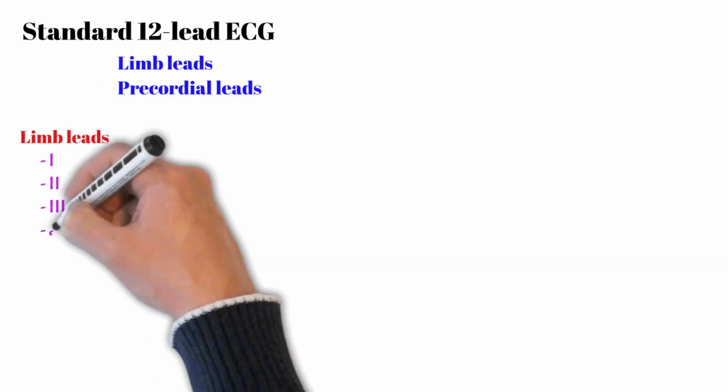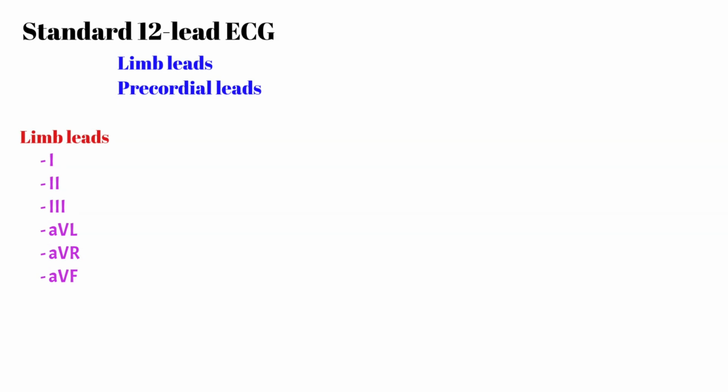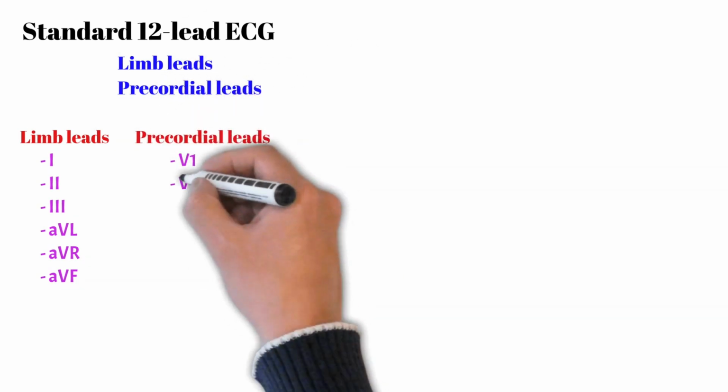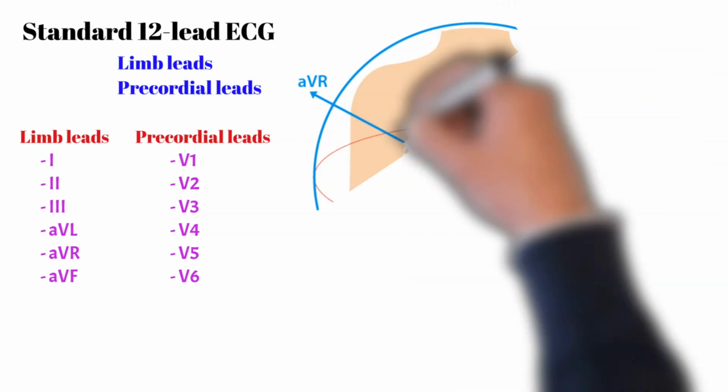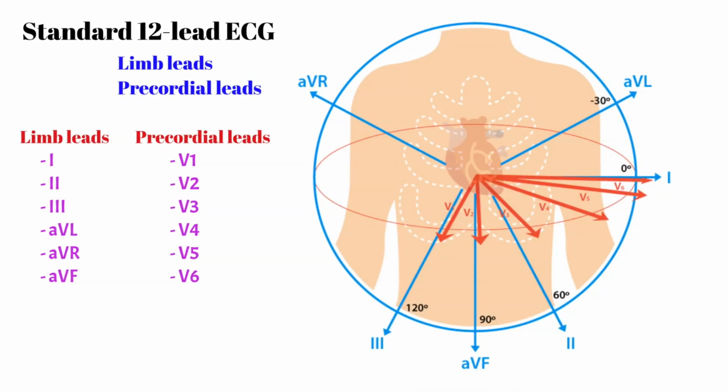The 6 limb leads are called lead 1, 2, 3, AVL, AVR, and AVF. The A stands for augmented, as these leads are calculated as a combination of leads 1, 2, and 3. The 6 precordial leads are called leads V1, V2 to V6. Note that the terms unipolar and bipolar leads are not recommended because all leads are bipolar since they compare the electrical currents in 2 measurement points.